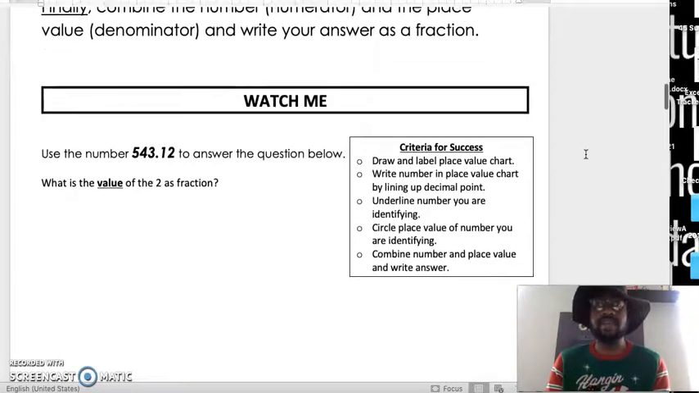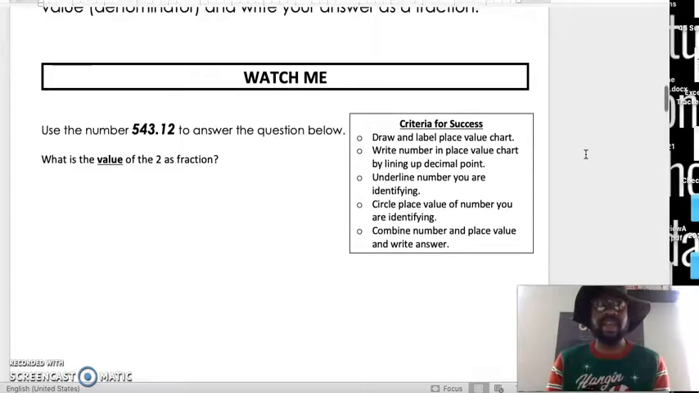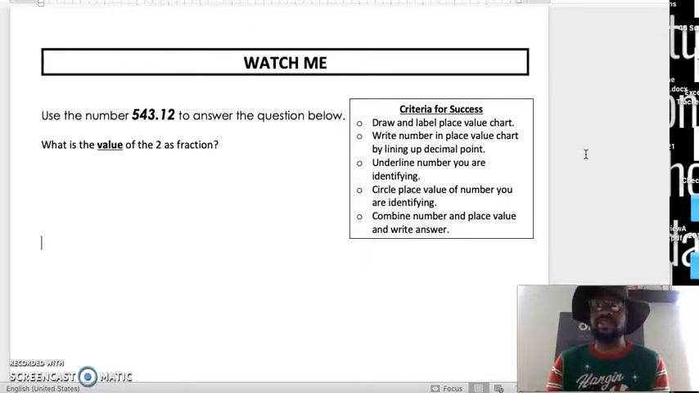So you're going to watch me go through these steps to answer some questions, and then you're going to use the same strategy when it's your turn to practice. Okay. Question number 1 says, use the number 543.12 to answer the question. And the question says, what is the value of the 2 as a fraction? So they're asking me, how much is this 2 worth as a fraction?